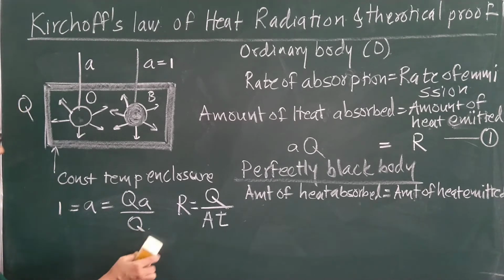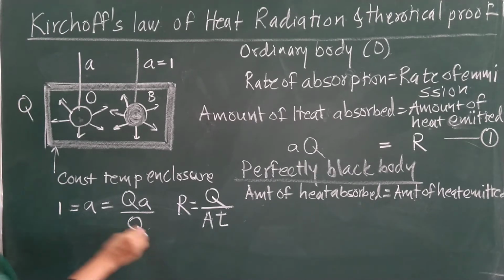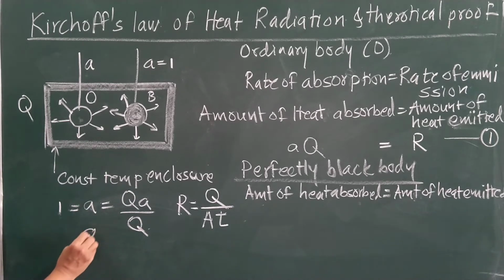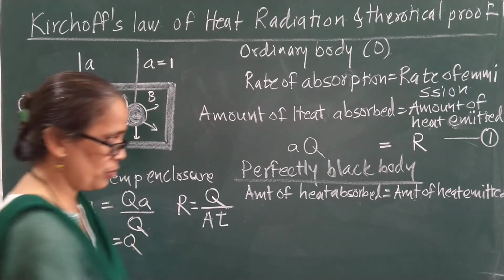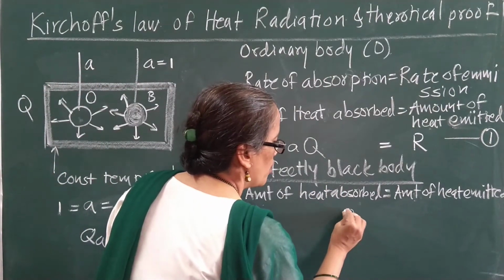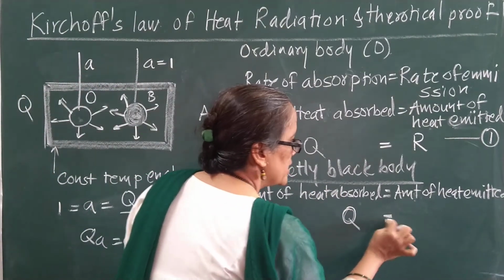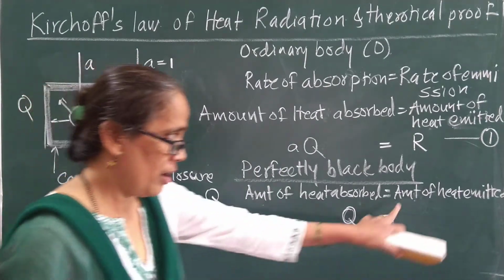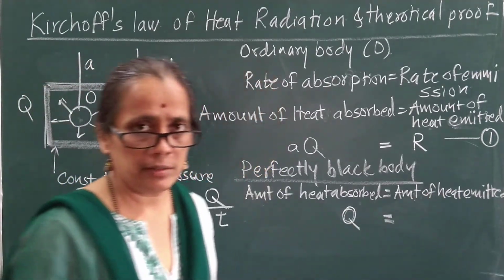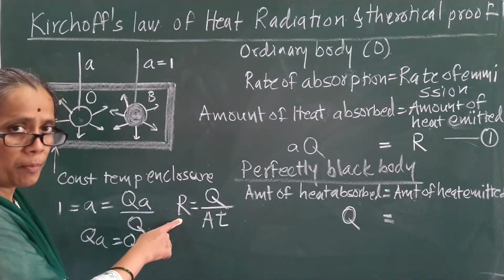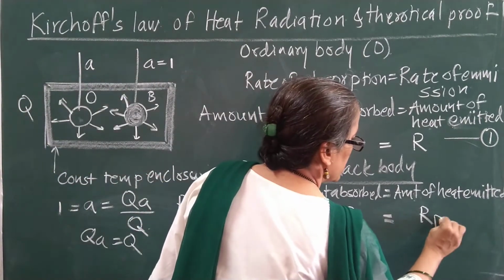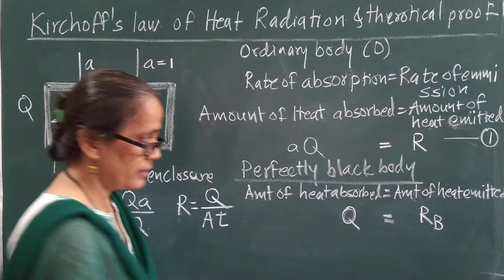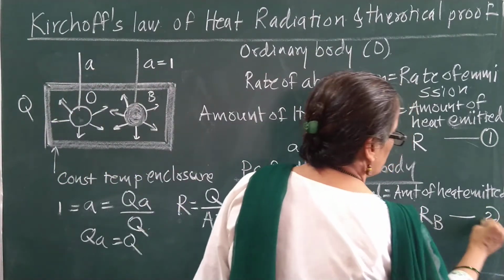So what will be here? I am getting the A value equal to 1, which means I will write QA is equal to Q. The amount of heat absorbed is Q. It is equal to the amount of heat emitted, that is nothing but the emissive power of a perfectly black body. So the emissive power of a perfectly black body is nothing but your RB. This is my equation number 2.